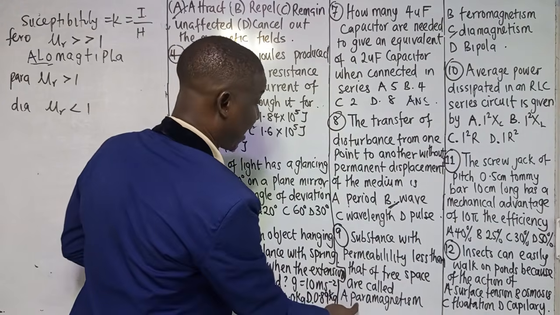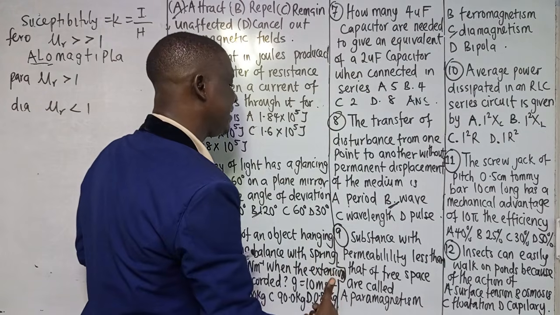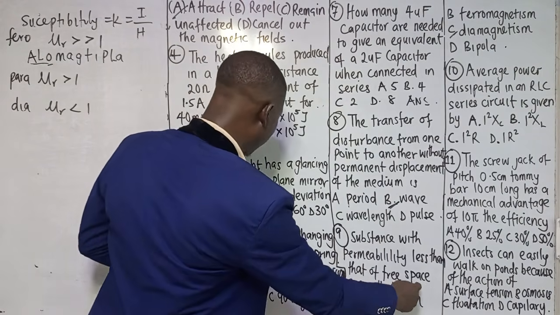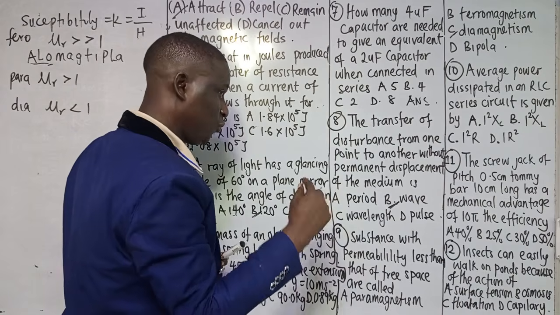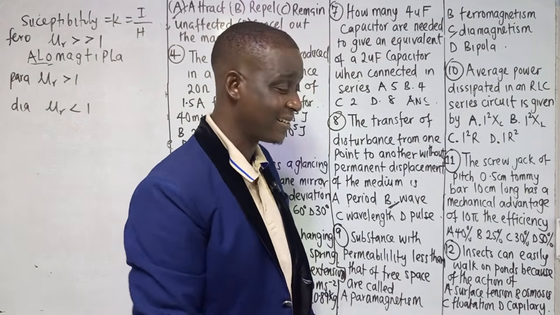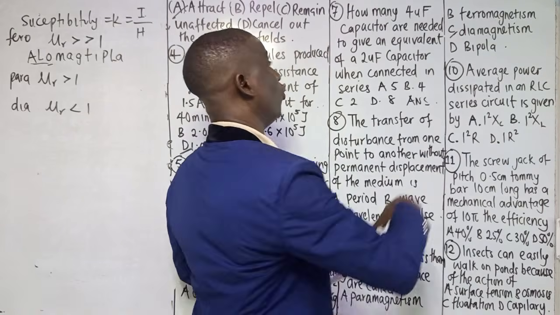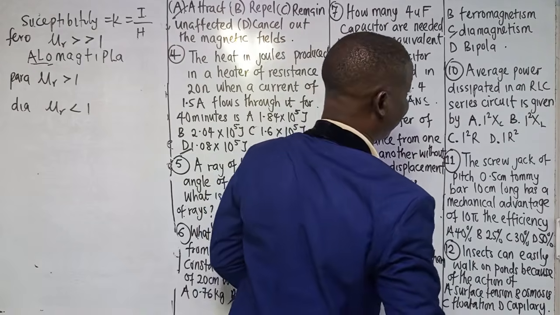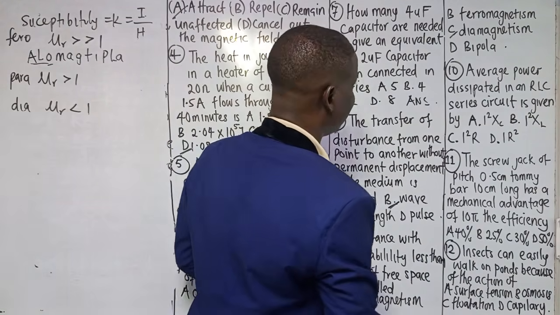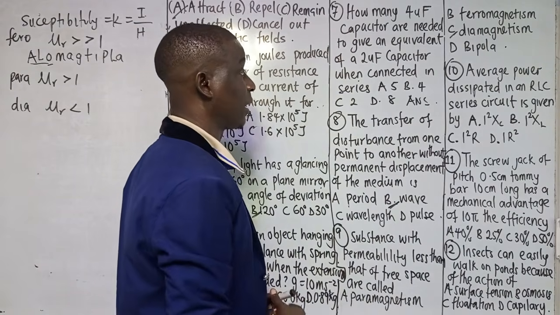But when permeability is far greater than that of free space, look at the words far greater, like maybe 1 million times greater than free space, we are talking about ferromagnetism. I believe you understand that now. So the answer to the question is C. I've explained a lot about it.